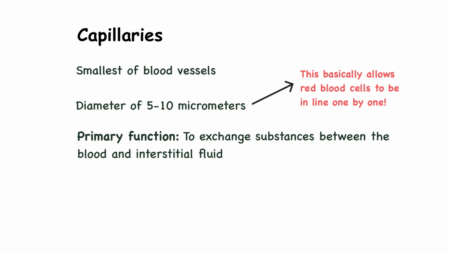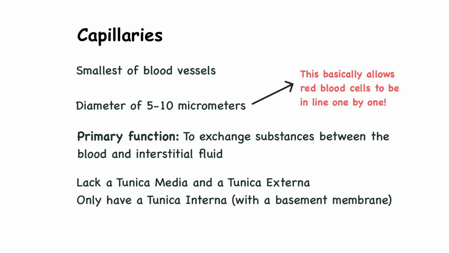Now, capillaries are very thin as well, and they lack both a tunica media and a tunica externa. So they only have a tunica interna, and this allows the substances to pass through just one layer of endothelial cells and the basement membrane, allowing diffusion and osmosis to occur in these areas that they would otherwise not be able to, because the arteries that we just talked about have a lot of layers. It makes it more difficult. So the capillaries allow for these substances to pass out of them and also for substances to pass back into them.